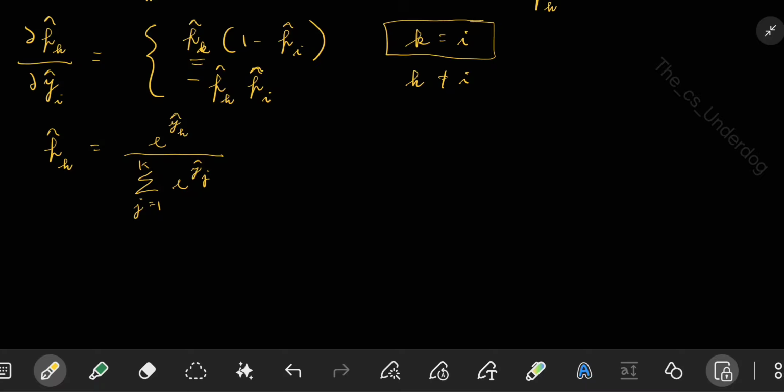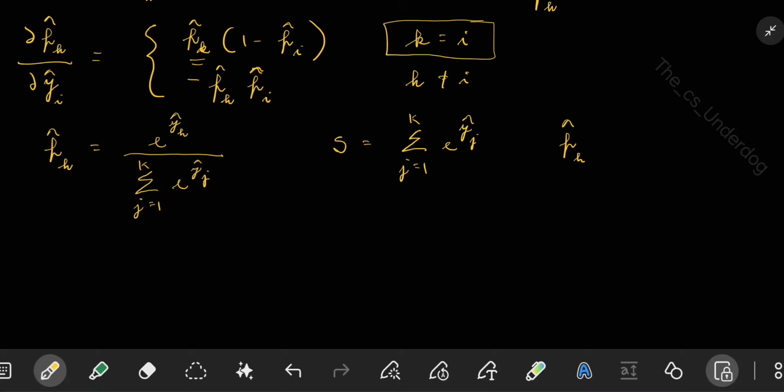In order to make the solution simple, I'll say S is equal to sigma j is equal to 1 to k e power yj cap. That is this denominator term, because I don't want to repeat the whole summation term again and again. I will denote it as S. Whenever we want to take it separately, we'll take it, but for now, let us denote it as S. So what will be my new pk cap?